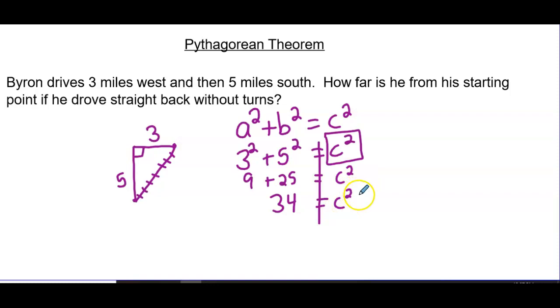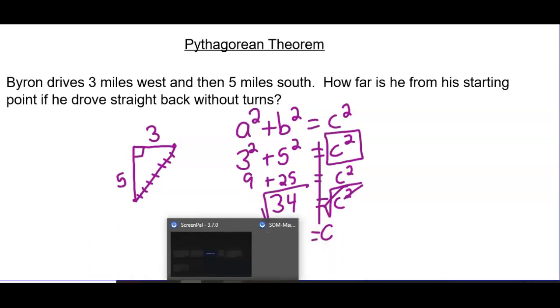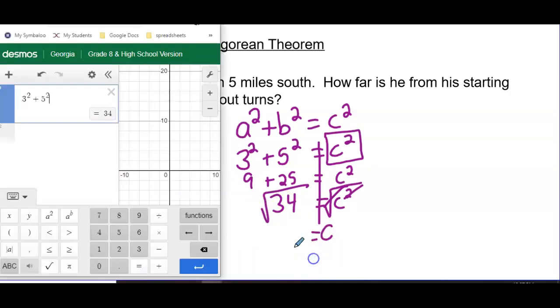If we want to get rid of the square, we have to do the opposite of squaring, which is square rooting. So we would have to square root both sides. The square and the square root cancel, leaving you with just c. If it wanted the answer in exact form, the square root of 34 would be your answer. If it wants it in approximate form, then you would go ahead and type in the square root of 34 and round that decimal. So he's about 5.8 miles from his starting point.